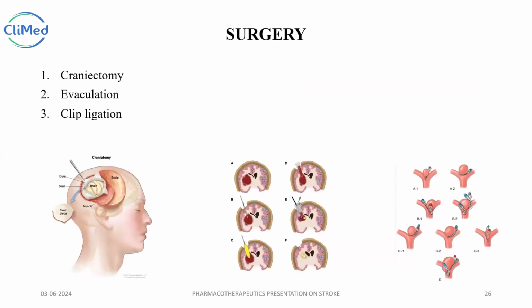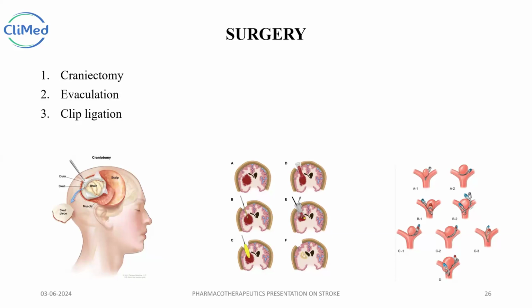Next slide. So these are the surgeries which we can perform in hemorrhagic strokes, that is craniectomy. Craniectomy is performed in those patients in which the intracranial pressure is built up too much. In this surgery, the outer cover of the brain is removed, so the brain will swell outward, and ultimately the intracranial pressure inside the brain will decrease. Secondly is evacuation. In evacuation, where there is a leakage in the brain, we suck it out.